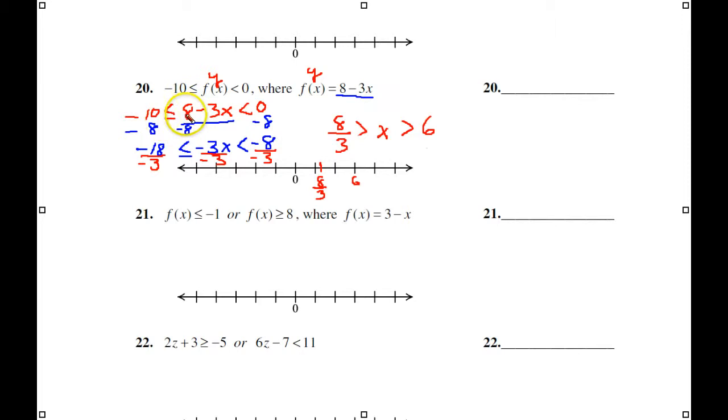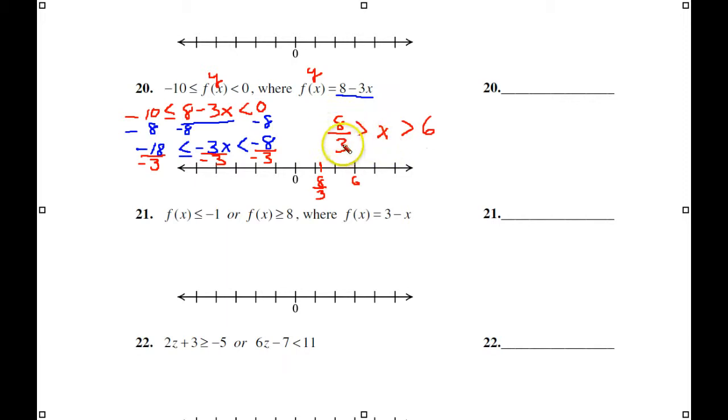So I'm going to subtract 8 to get the negative 3x by itself, and then now I'm going to divide everything by a negative 3. Now when I do that, an interesting thing happens. These signs reverse because we're dividing by a negative. And eventually I put it in this order.